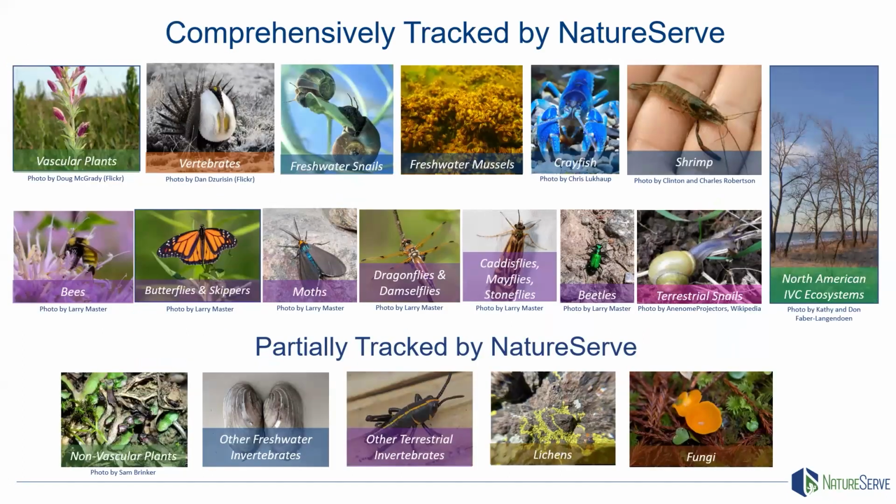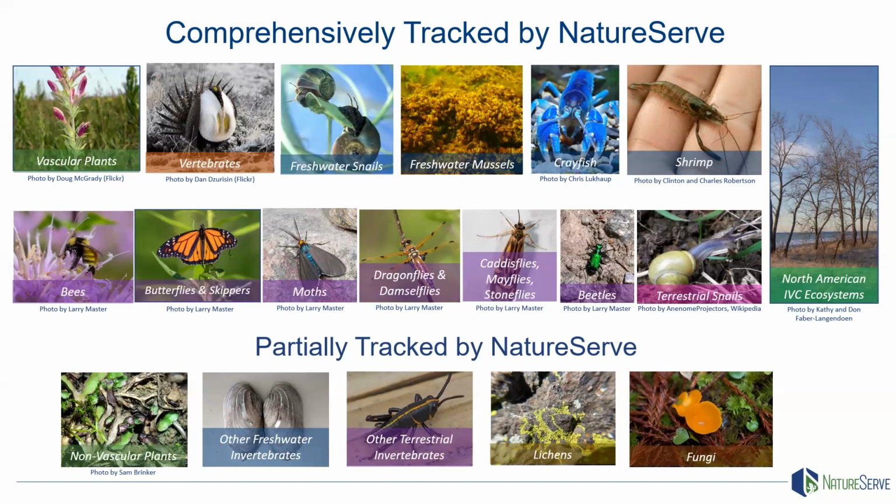This slide gives you a visual of the many species groups we track. NatureServe maintains comprehensive taxonomic information, status information, and habitat information for many groups, including all the groups shown at the top of this slide. That includes vascular plants like trees and orchids, vertebrates like birds, amphibians, mammals, and fish, the freshwater invertebrate groups shown here on the top row, including freshwater snails, freshwater mussels, crayfish, and shrimp.